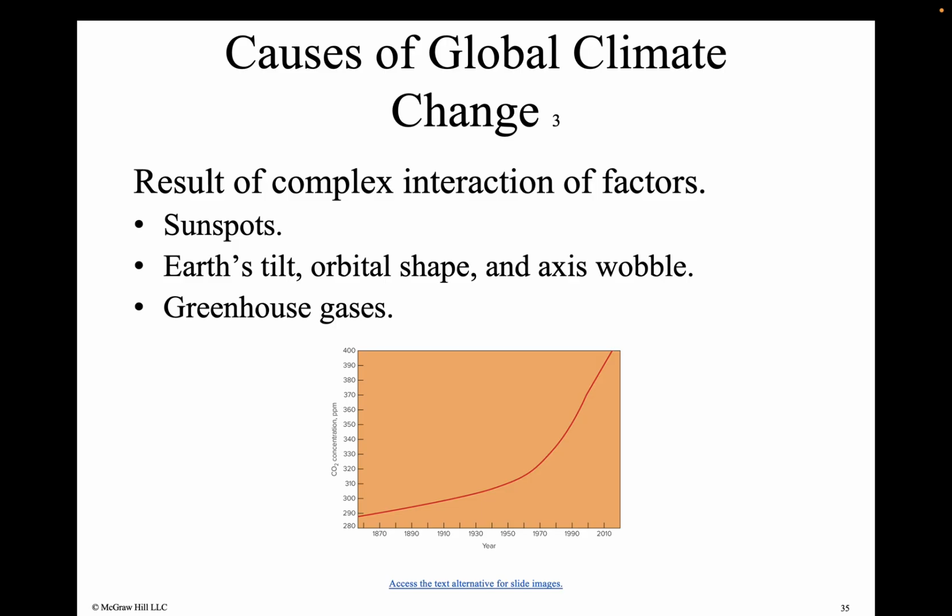So two main greenhouse gases that we have are CO2, the carbon dioxide, but also CH4, which is methane. The water vapor is also a type of greenhouse gas, okay? But the one that's changing the most is the CO2.